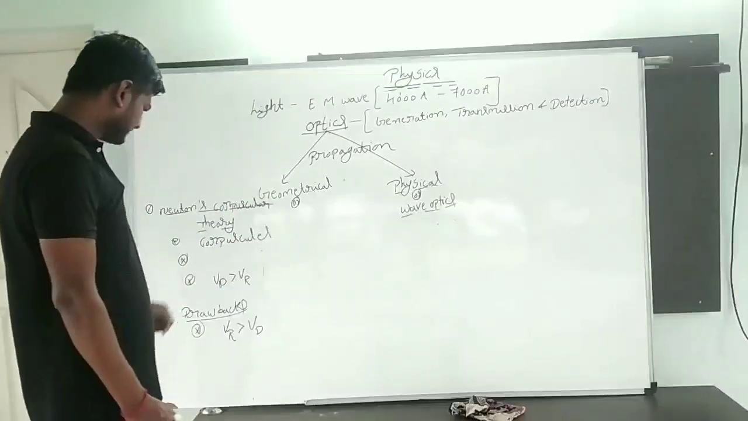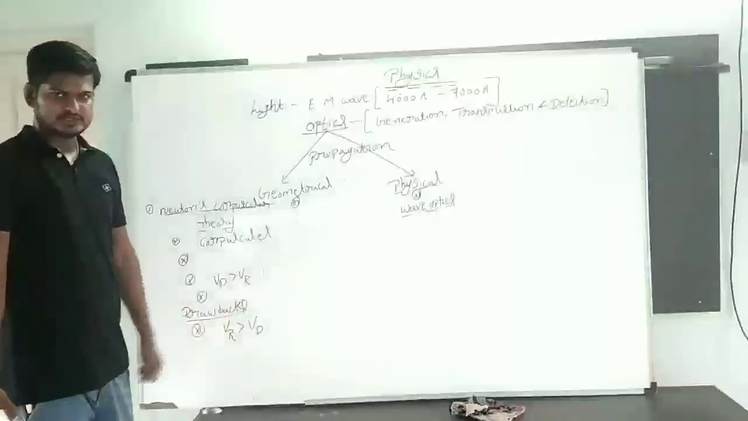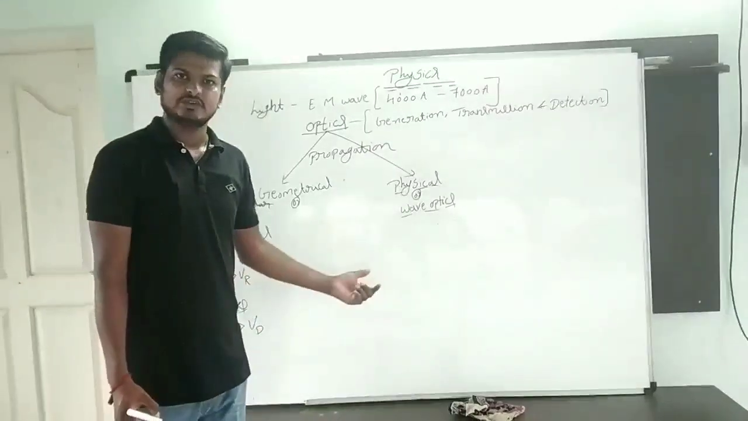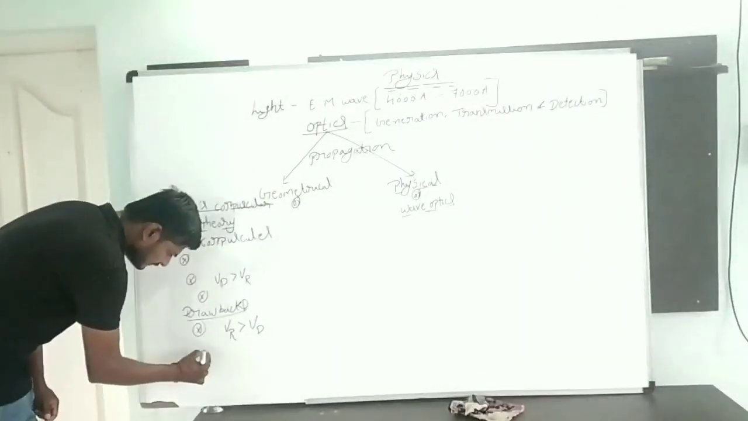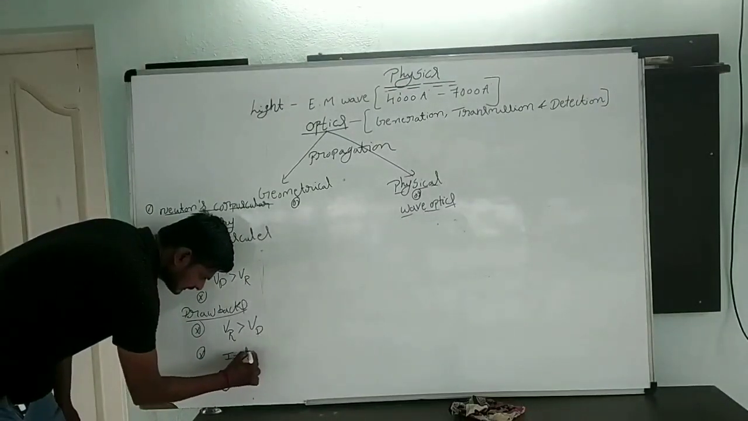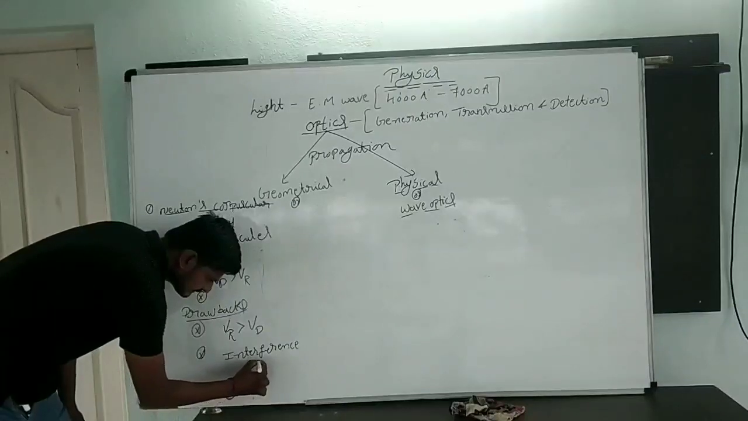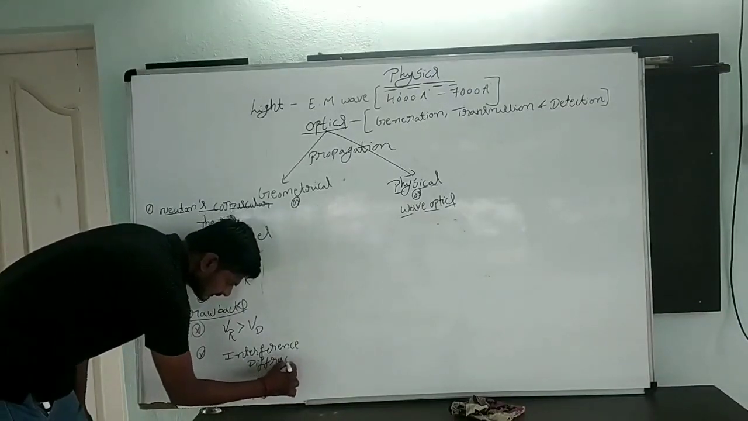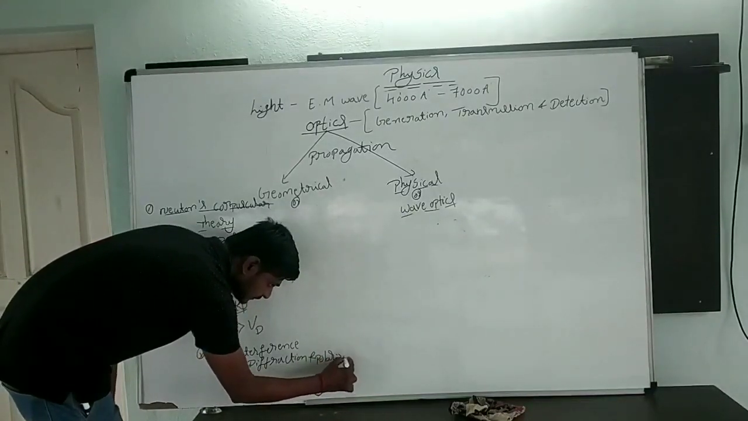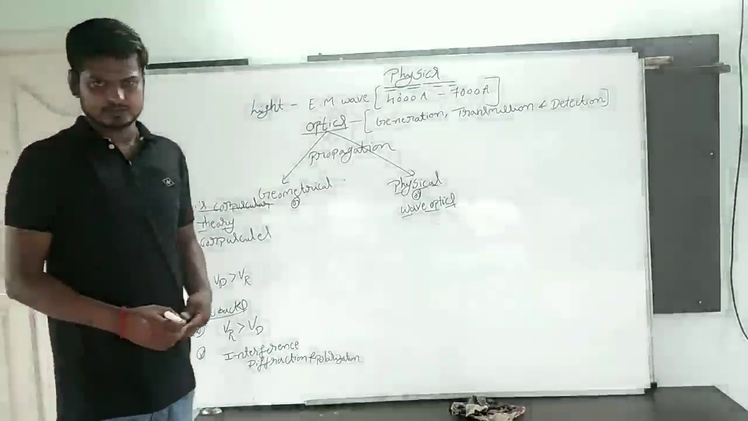Okay. Next, this theory successfully explains reflection, refraction, TIR and all. But this one fails to explain interference, diffraction, and polarization. This is about Newton's corpuscular theory.